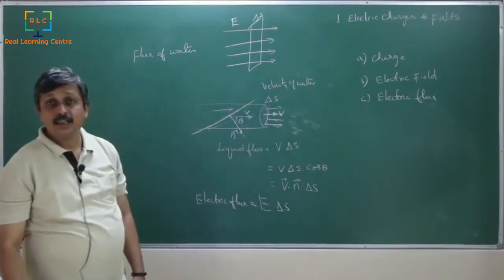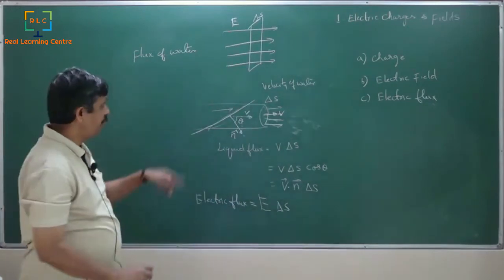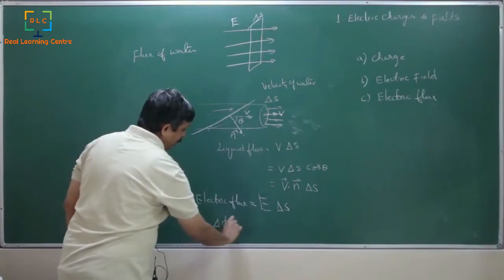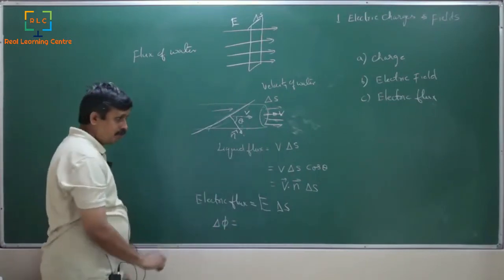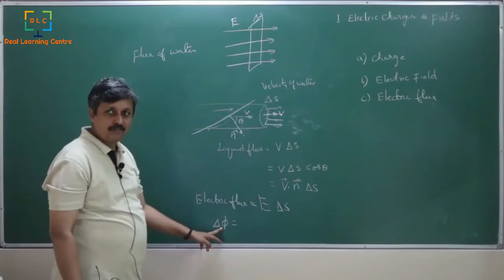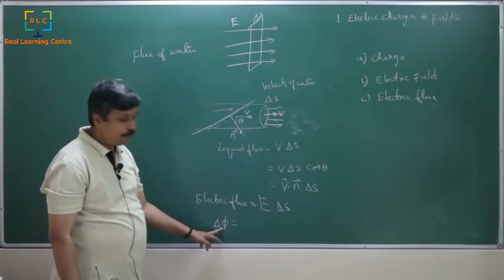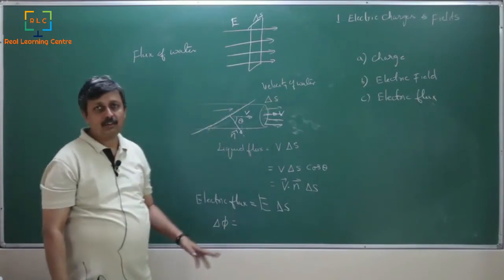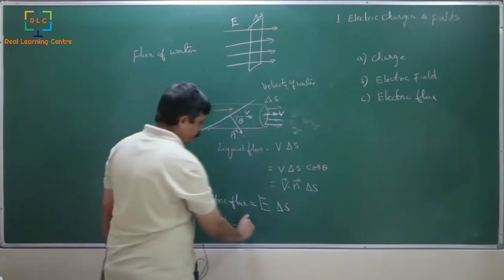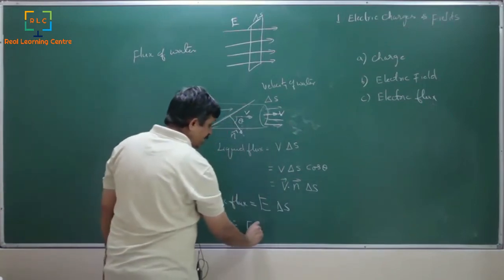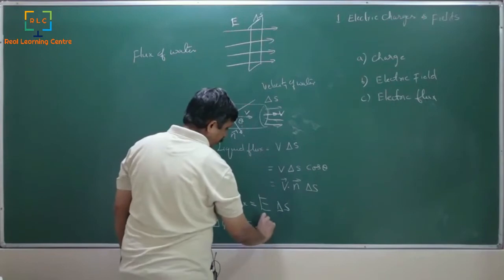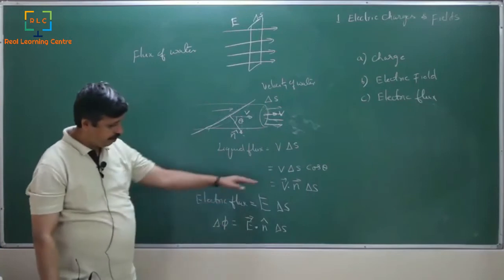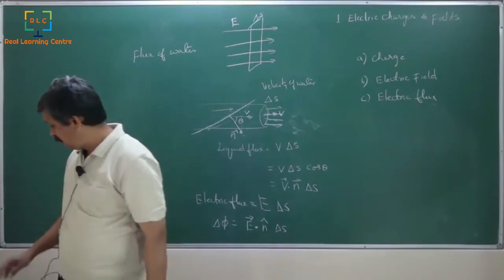However, if it is at some angle, then I will call this small flux through the small area delta phi. I use a symbol called phi for electric flux. Whatever is going through delta S, I call it delta phi, which is equal to E into E dot n into delta S. So I am just doing the same thing as with velocity, getting the cos theta into the picture.